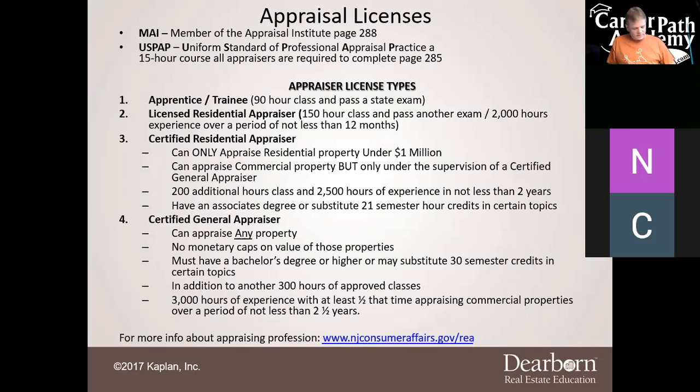Could you repeat the question again? No, I'm telling you to highlight something. It wasn't a question. The next to last paragraph on page 288, you're going to highlight: both licensed and certified residential appraisers must pass an exam and may conduct appraisals of no more than $1 million. Okay.